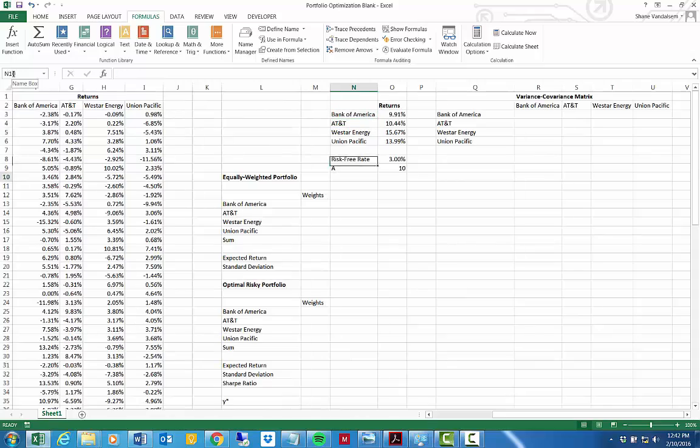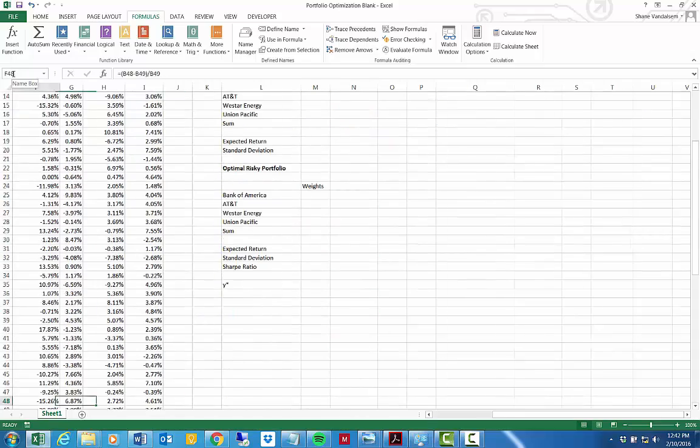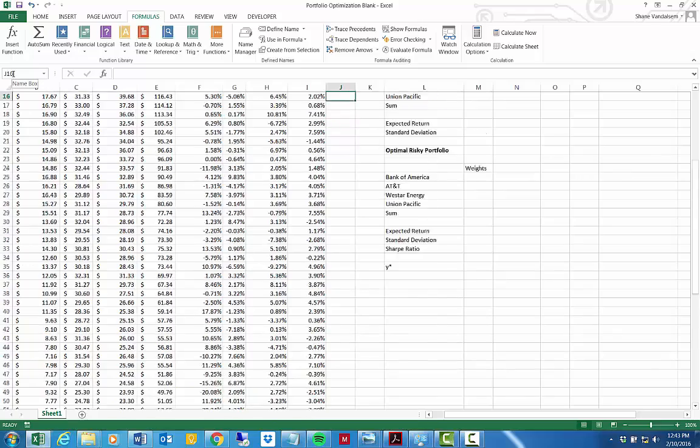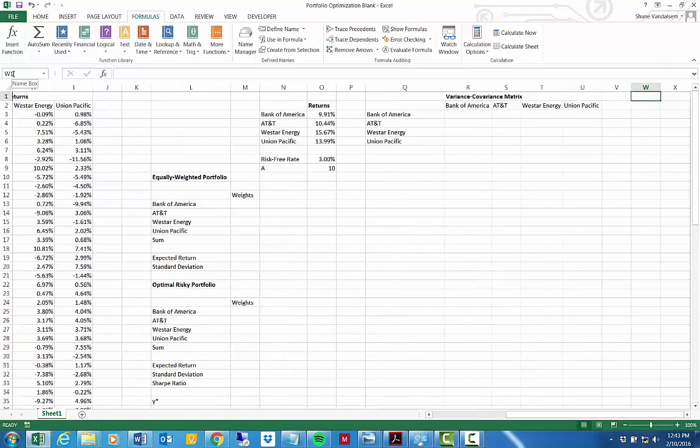The reason why I didn't do that before was that if I had put average BAC RET here and then pulled it across, it would have referenced the same array and would have just been 0.8, 0.8, 0.8 for each one of those returns. So we didn't want to do that yet. So now I'm going to calculate the variance covariance matrix.